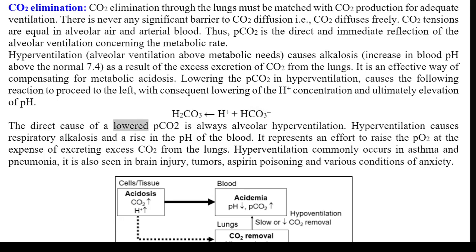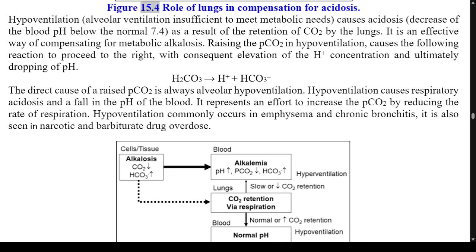The direct cause of a lowered PCO2 is always alveolar hyperventilation. Hyperventilation causes respiratory alkalosis and a rise in the pH of the blood. It represents an effort to raise the PO2 at the expense of excreting excess CO2 from the lungs. Hyperventilation commonly occurs in asthma and pneumonia. It is also seen in brain injury, tumors, aspirin poisoning and various conditions of anxiety. Figure 15.4 Role of lungs in compensation for acidosis.